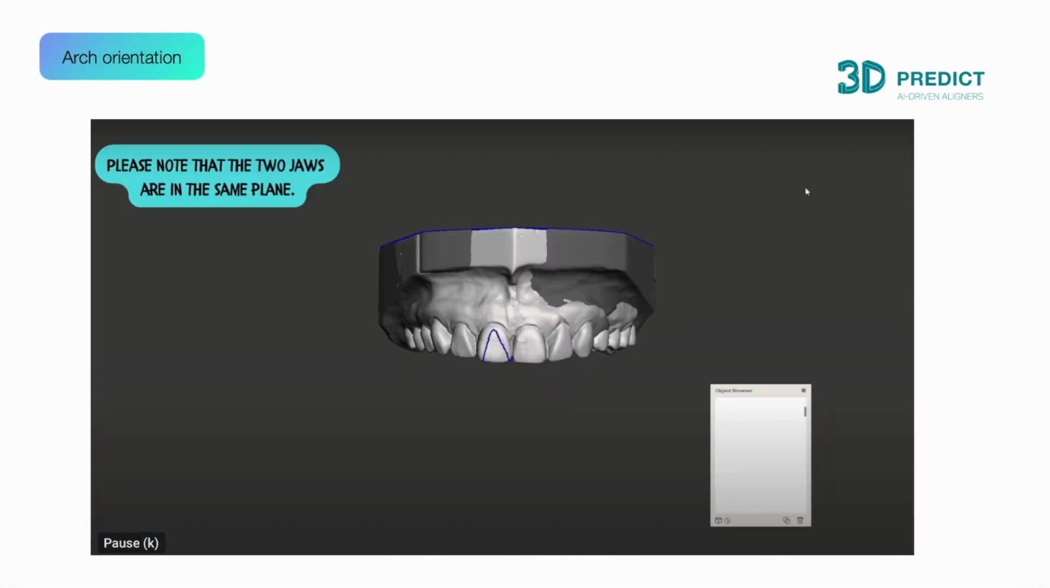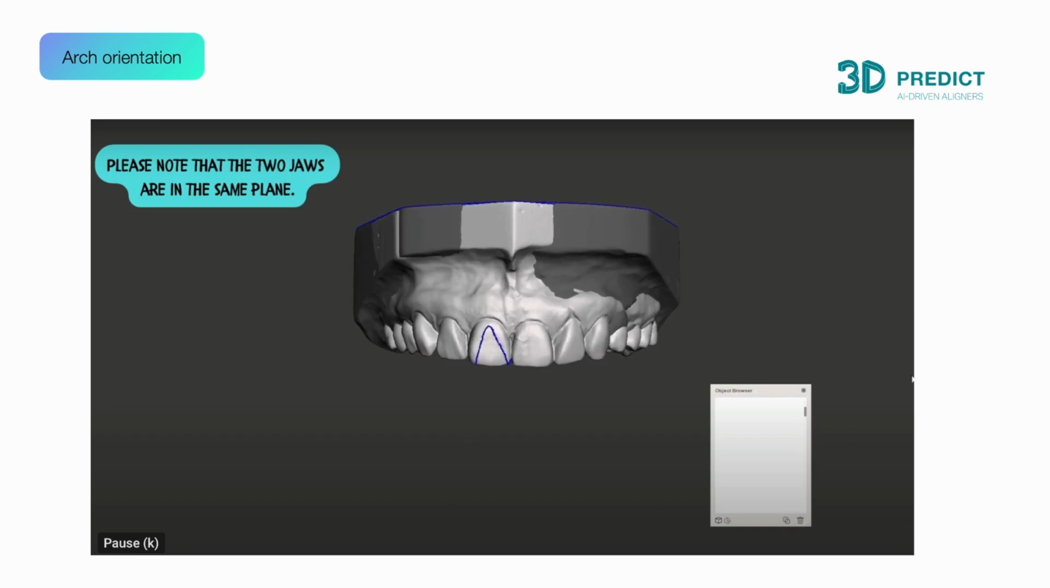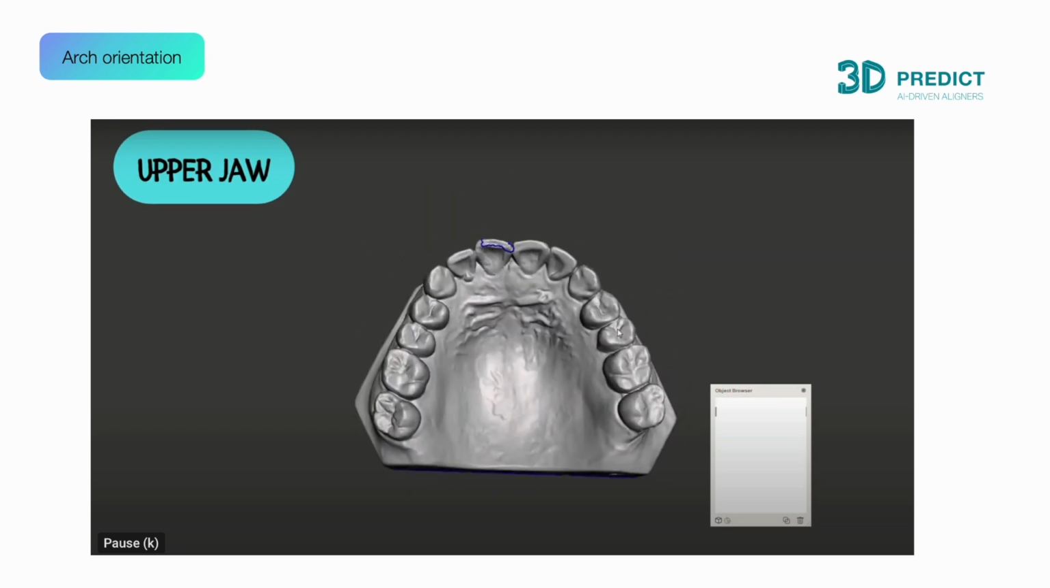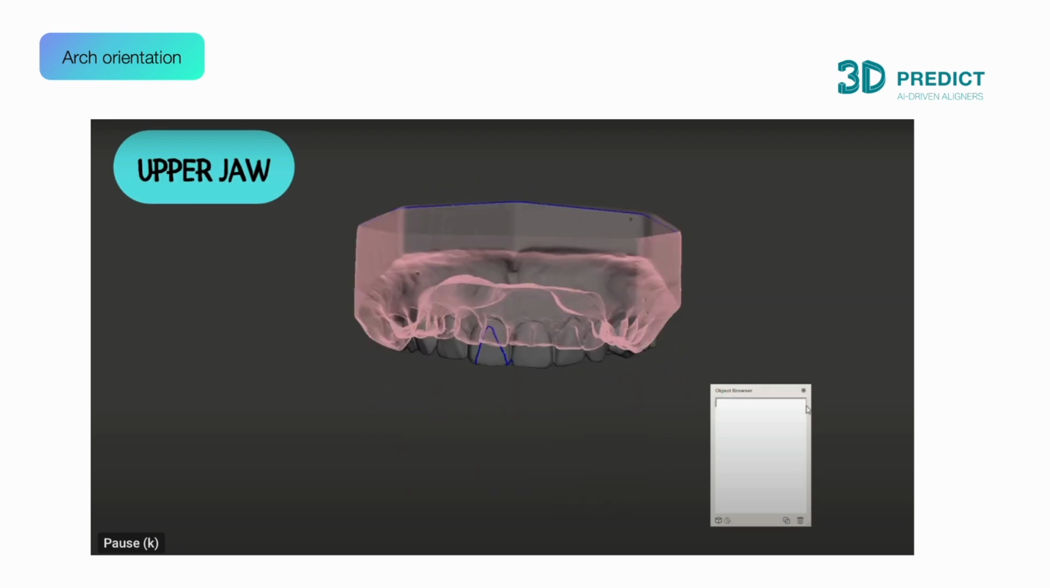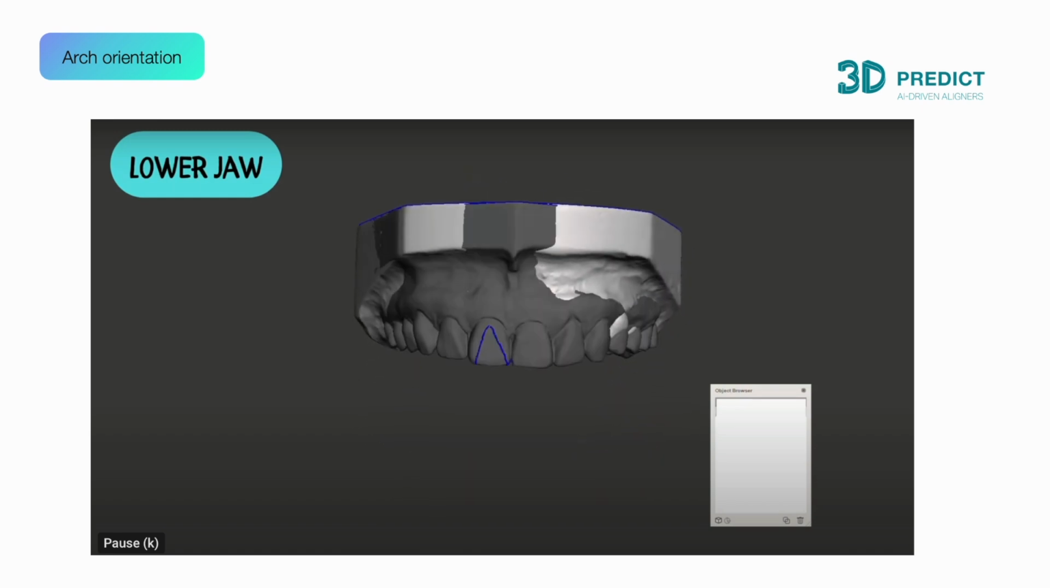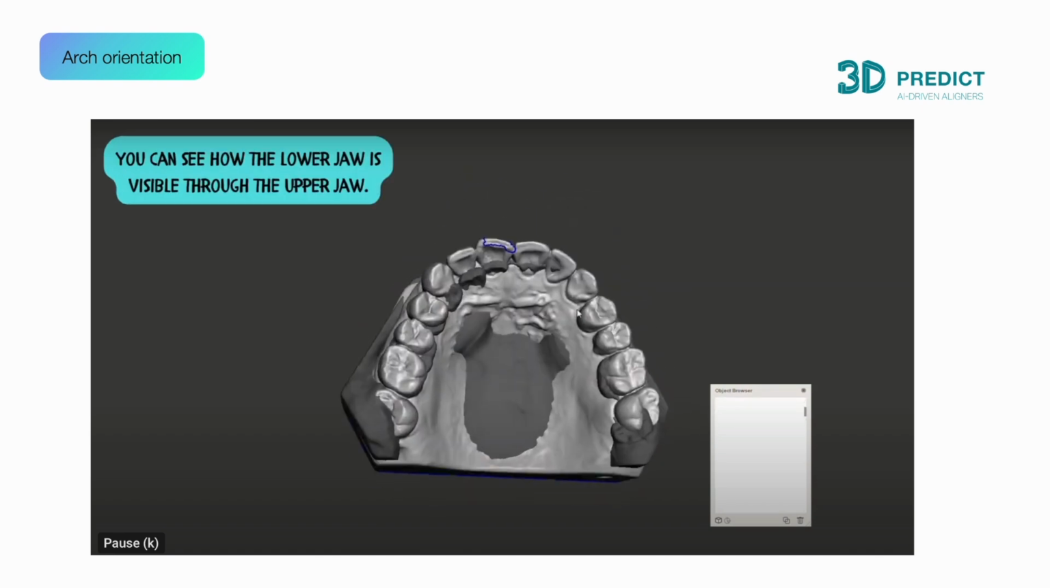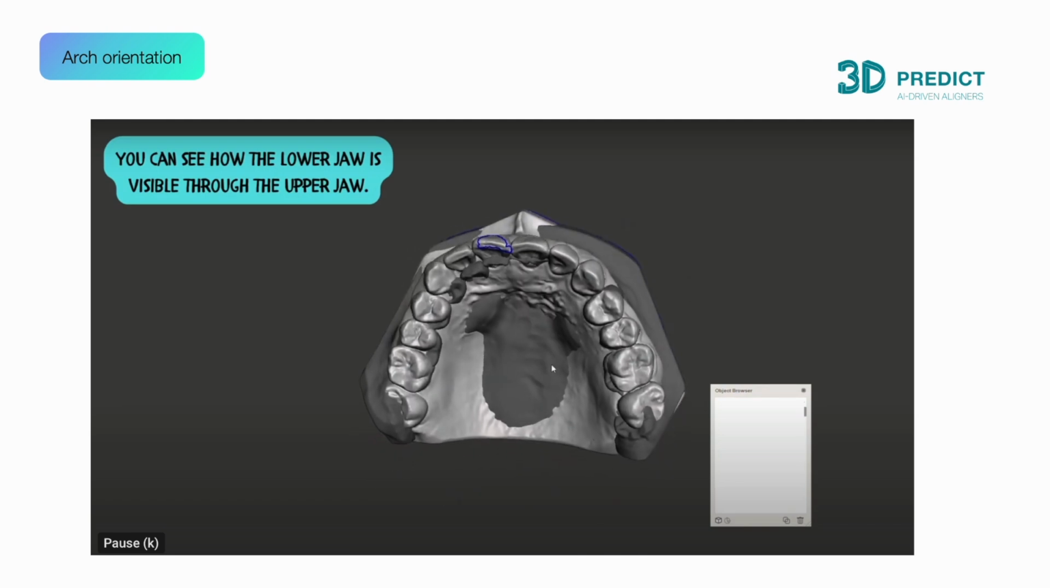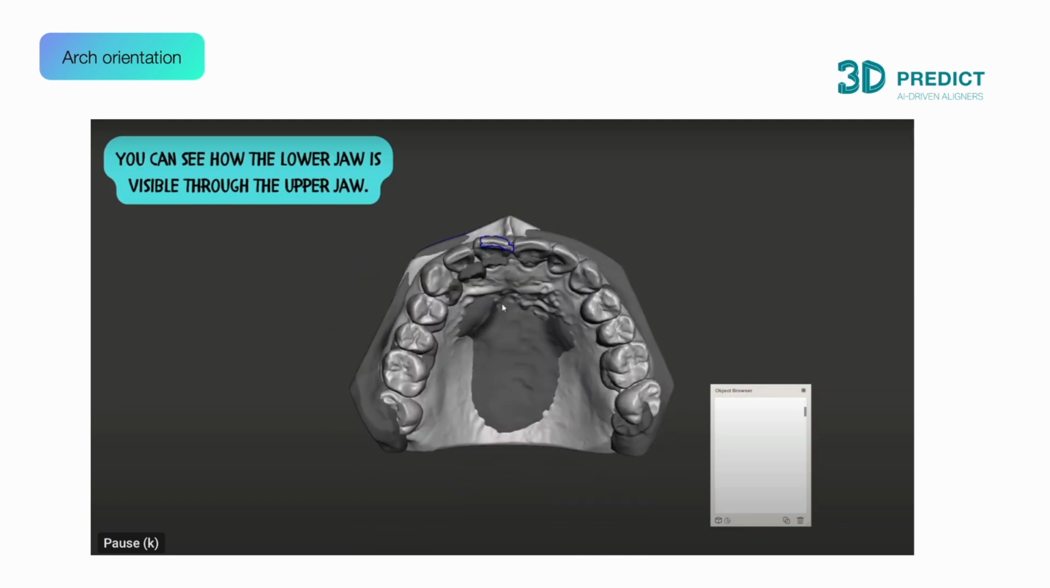A common issue we observe with dental scans is incorrect arch orientation. This means that both arches, upper and lower, are submitted having the same orientation. Unfortunately, we can't correct this manually, so we will have to ask you to rescan the patient. So please make sure both arches are in occlusion before submitting your scan.